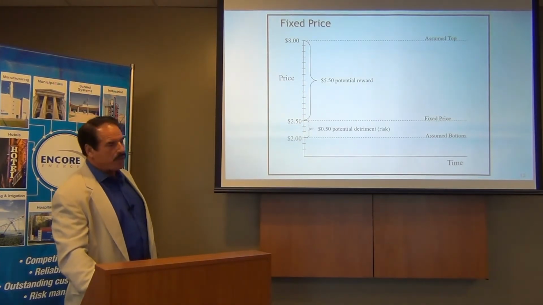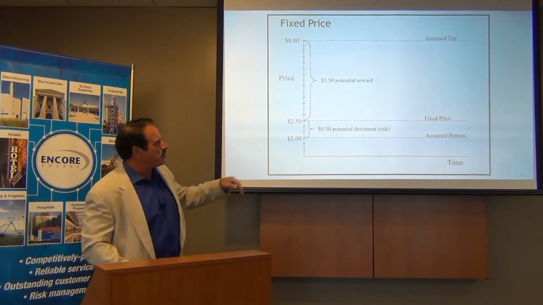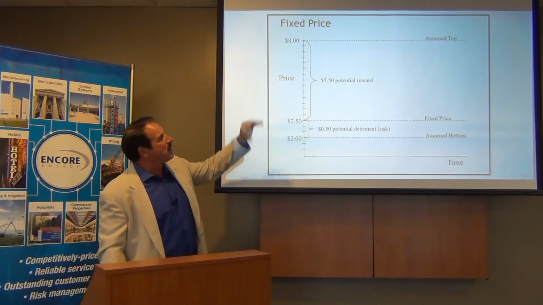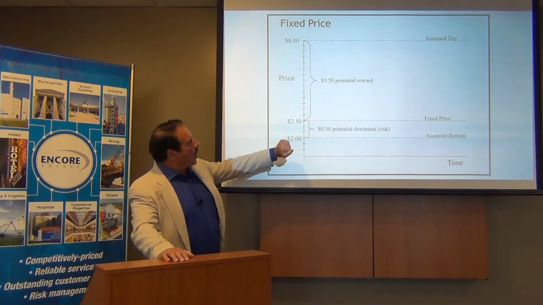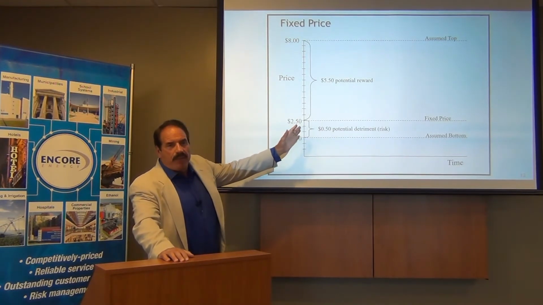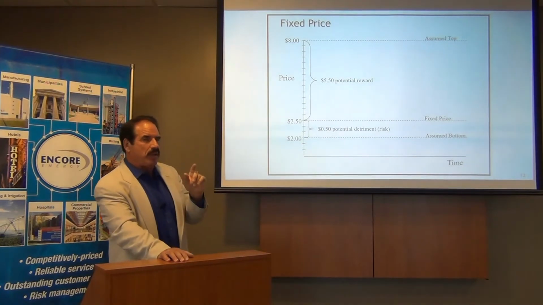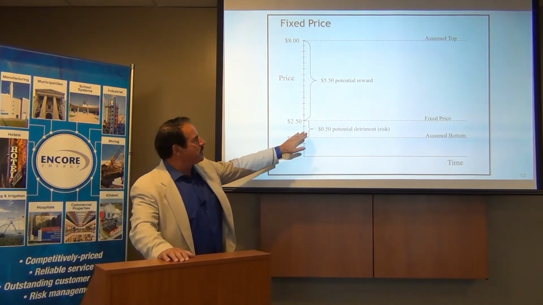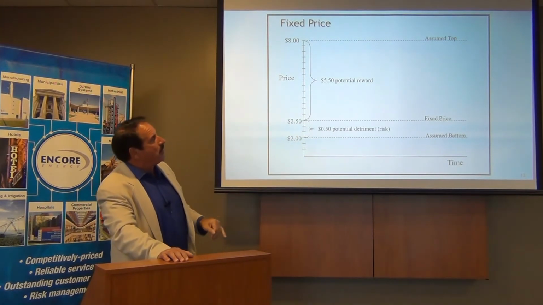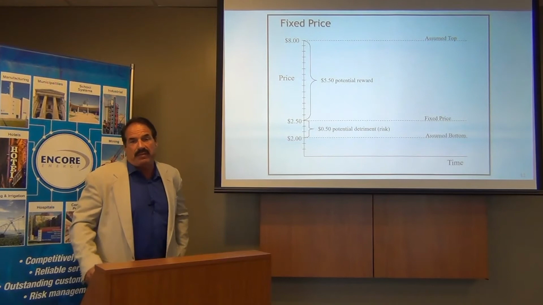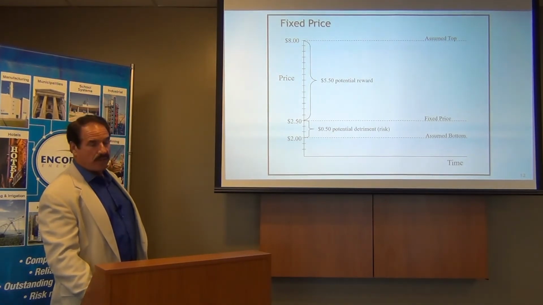In fact, looking at this numerically, if we locked in at a fixed price at $2.50, we assumed the bottom was $2 and the top was $8, reasonable assumptions. The potential detriment is probably about 50 cents. In other words, if we locked into a fixed price, we may have made a wrong decision, but it's only a small wrong decision, right? Maybe 50 cents. On the other hand, if prices go up, the magnitude of reward in this particular example is maybe $5, $6, right? The magnitude of reward far outweighs the magnitude of risk at these price levels.